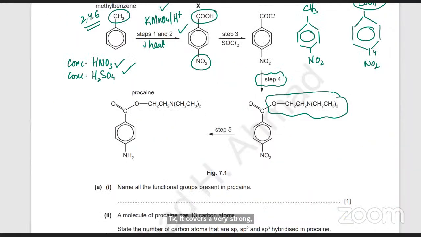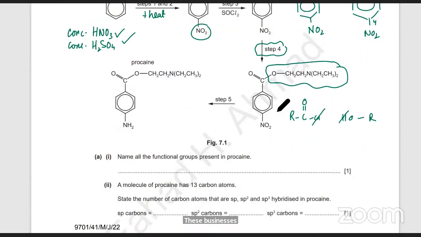So what is getting attached here is this entire chain. Before that, on this side it would have been Cl, and on this side it would have been an alcohol. In between, Cl and H would go away and they would join up. So before joining, this would have been an alcohol.